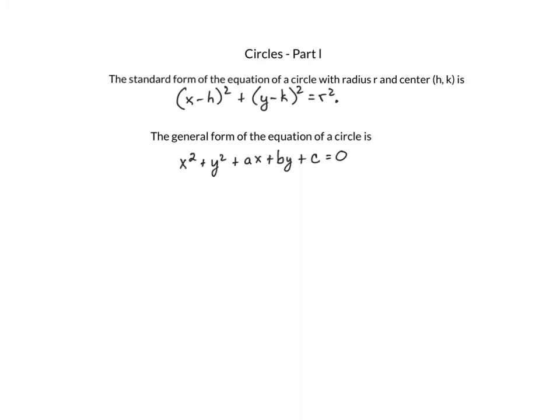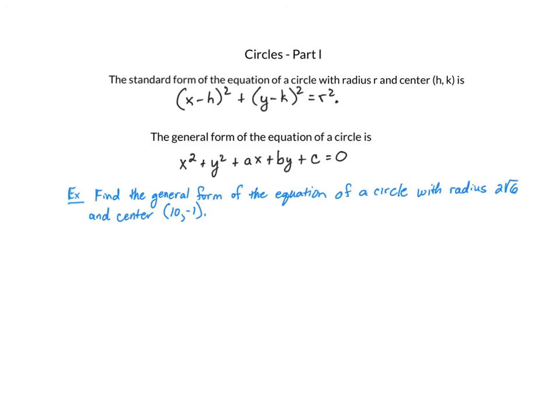I have now included the general form of the equation of a circle. What I want to tell you is that when you're trying to find the general form of the equation of a circle, you can just start with standard form and multiply it out. So let's do that. Here's our next example.